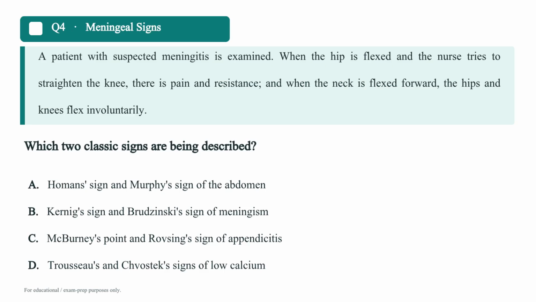Question 4. A patient with suspected meningitis is examined. When the hip is flexed and the nurse tries to straighten the knee, there is pain and resistance. And when the neck is flexed forward, the hips and knees flex involuntarily. Which two classic signs are being described? Option A, Homan's sign and Murphy's sign of the abdomen. Option B, Kernig's sign and Brudzinski's sign of meningism. Option C, McBurney's point and Rovsing's sign of appendicitis. Option D, Trousseau's and Chvostek's signs of low calcium. Pause here and choose your answer.